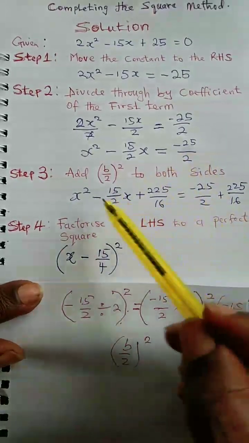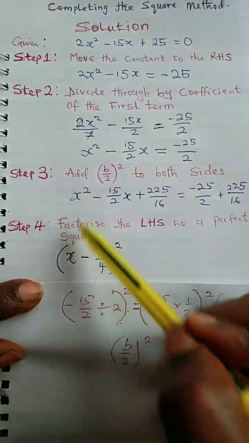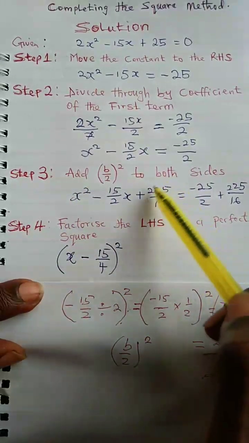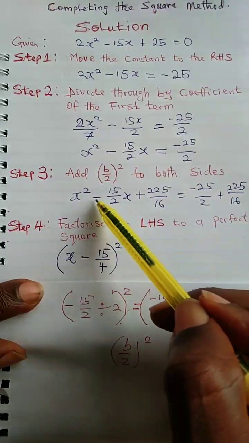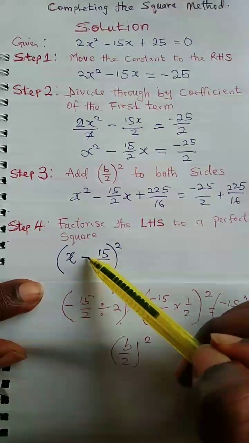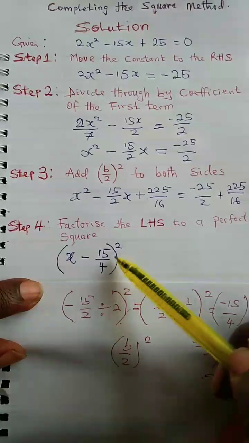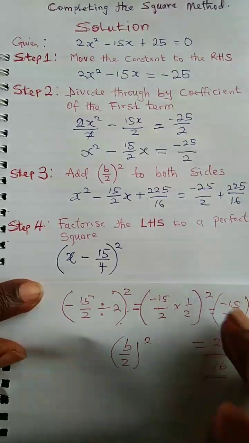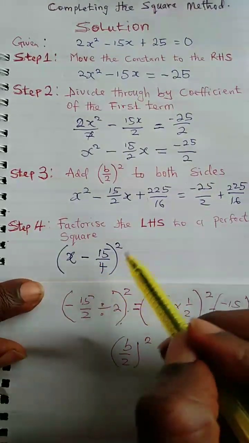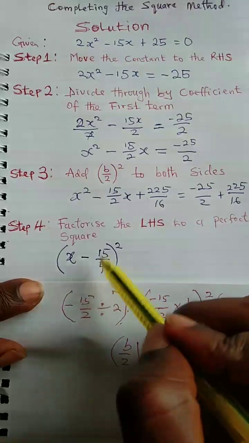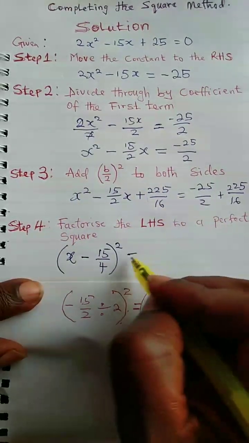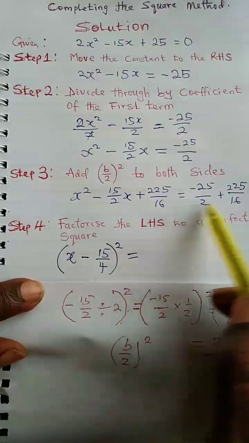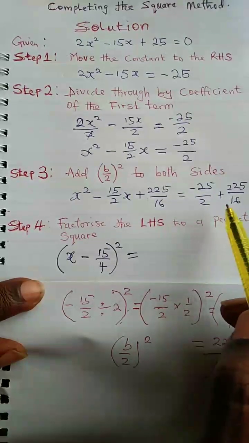Let me repeat. Take the square root of the first term, x. Take the square root of the third term, 15 over 4. Then take the sign of the middle term, put it between, and square all in a big bracket. Now when you expand this, it will automatically give you back this value. Now let's simplify the right hand side.